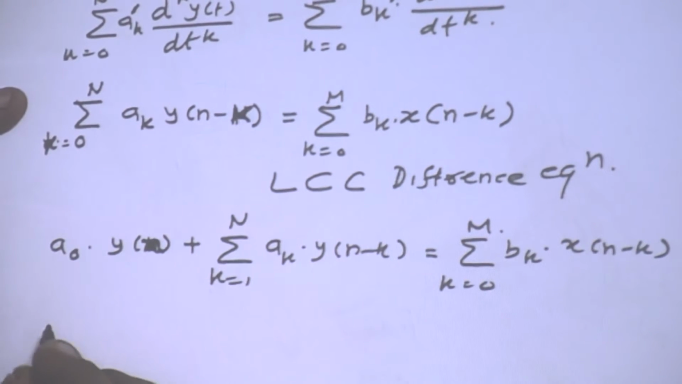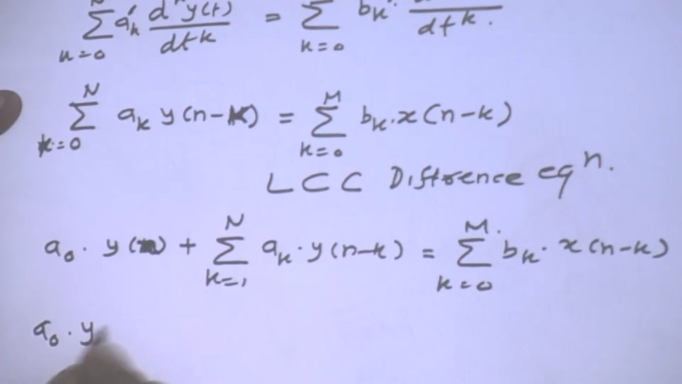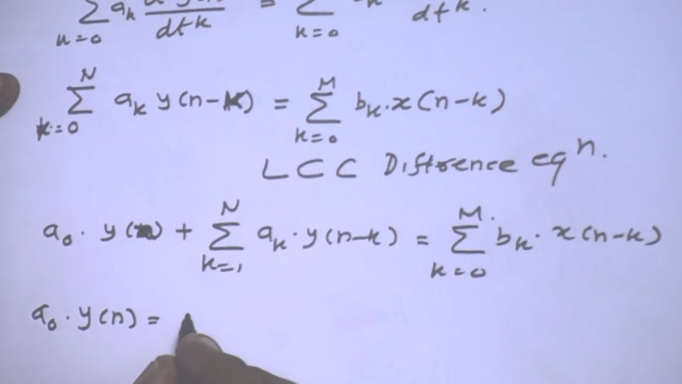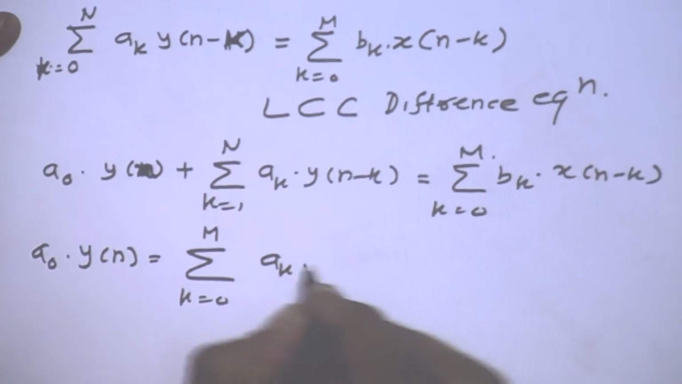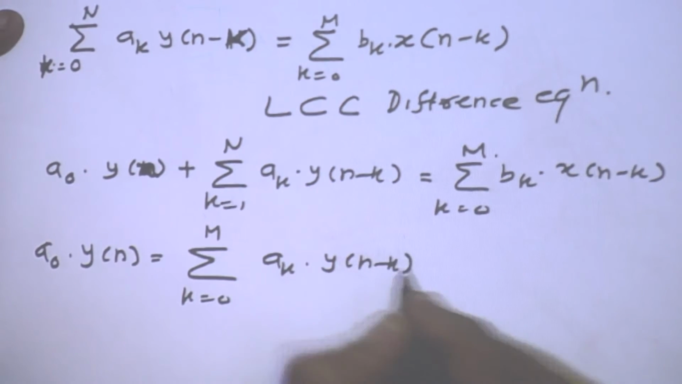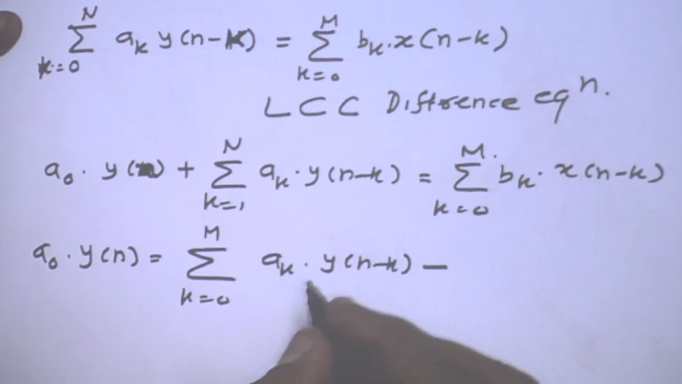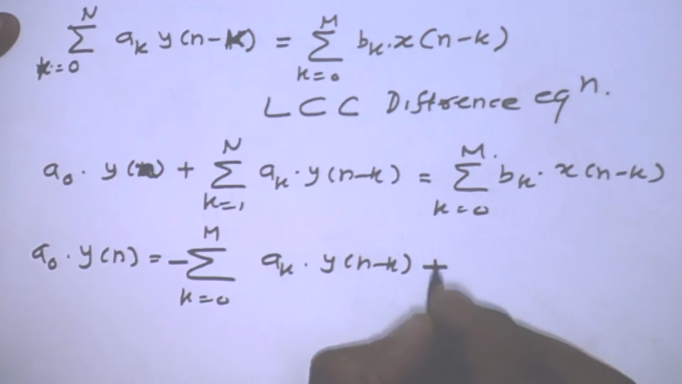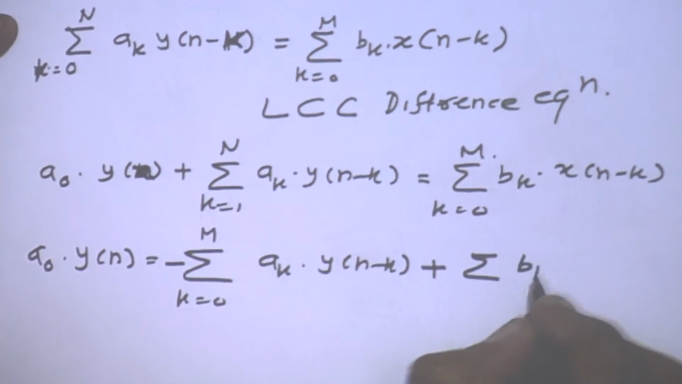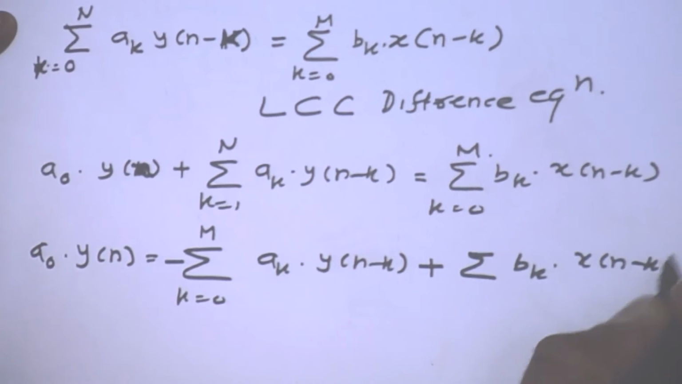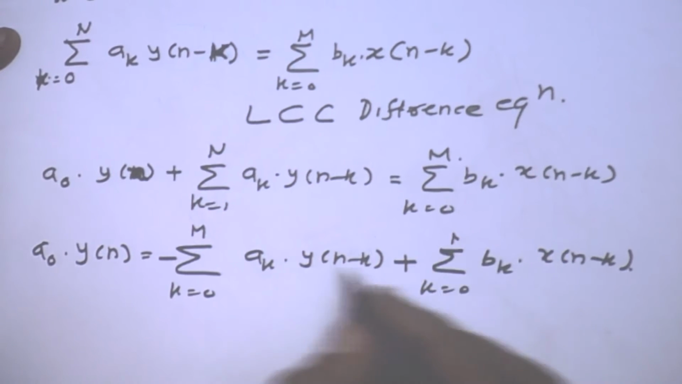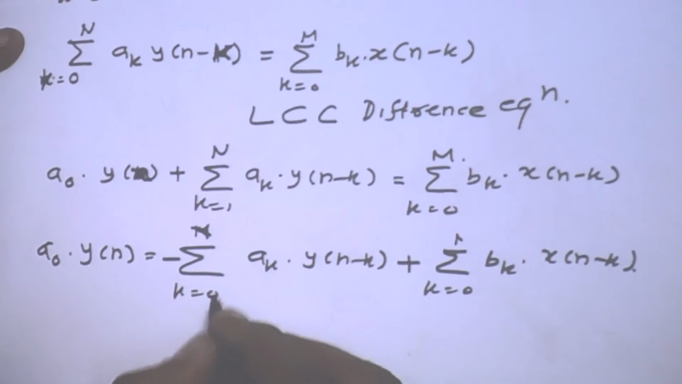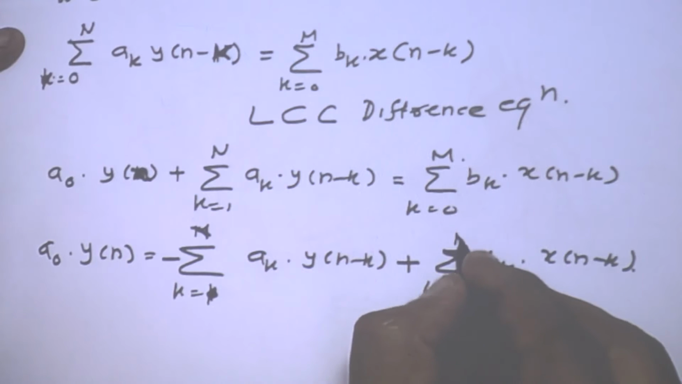Then I write a0 times y of n is equal to minus summation of ak times y of n minus k, plus summation of bk times x of n minus k, where this is 1 to n and this is 0 to m.